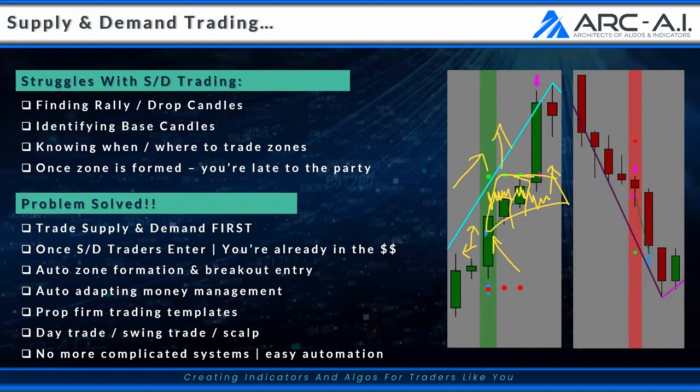When we talk about supply and demand trading, first off, there are some difficulties that come with trying to trade this stuff. The first is, well, is that a rally candle? Well, what about that one? Is that a rally candle? Is that one a rally candle? Is that a drop candle? What about that one? Well, is this one? Well, I don't know. How do you know? Are you going to sit there and measure every candle every time you're trading?